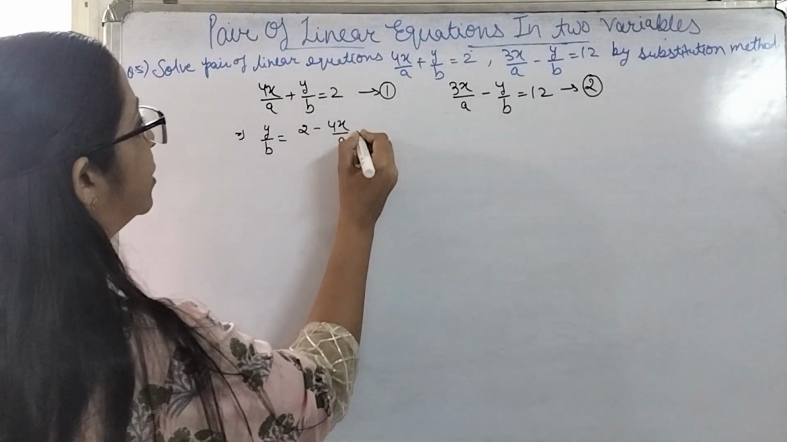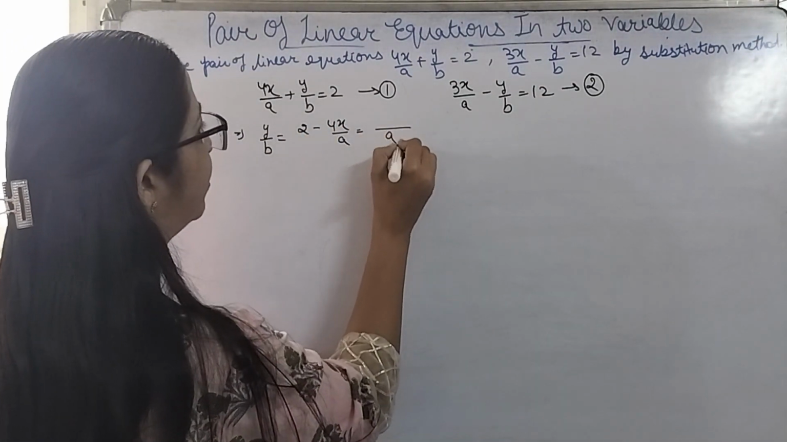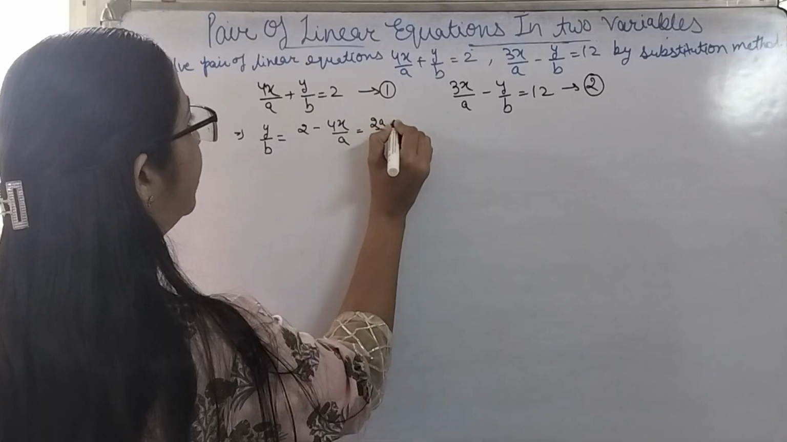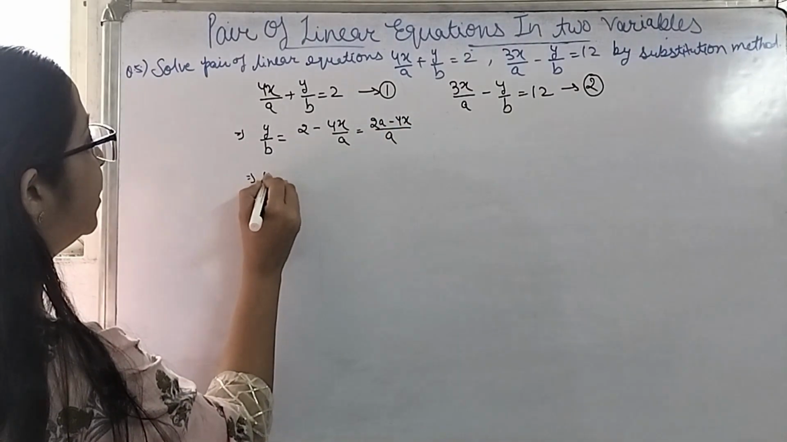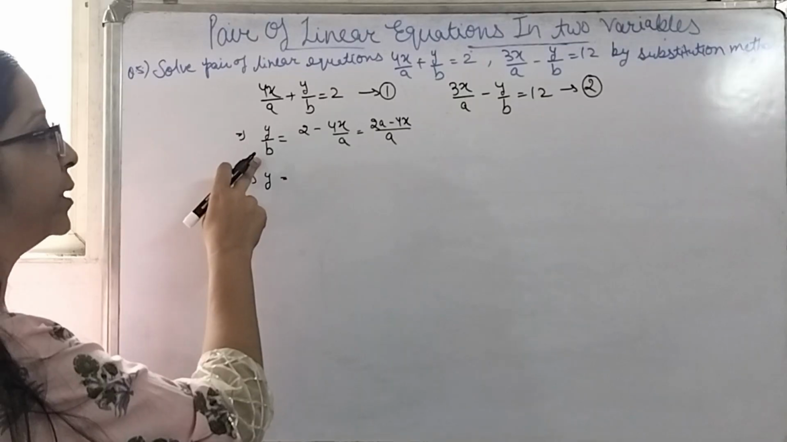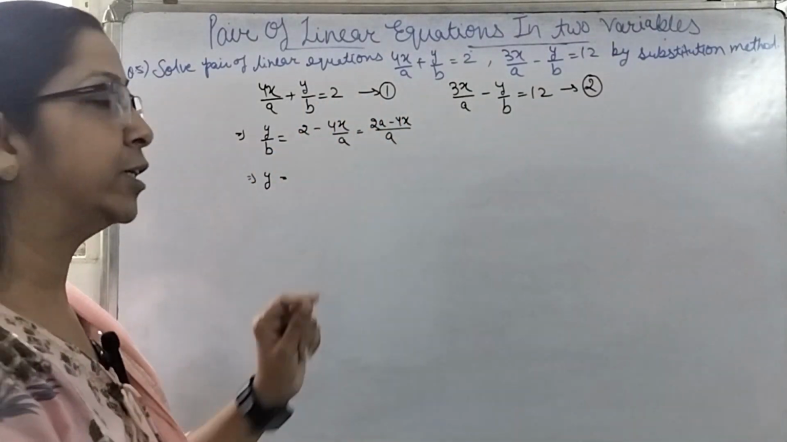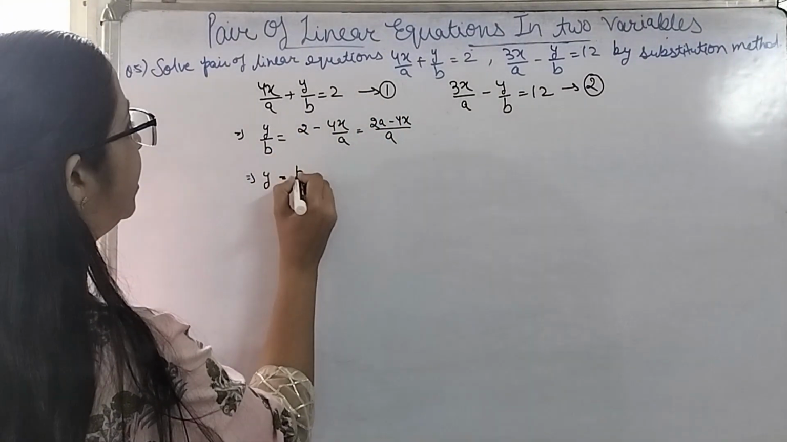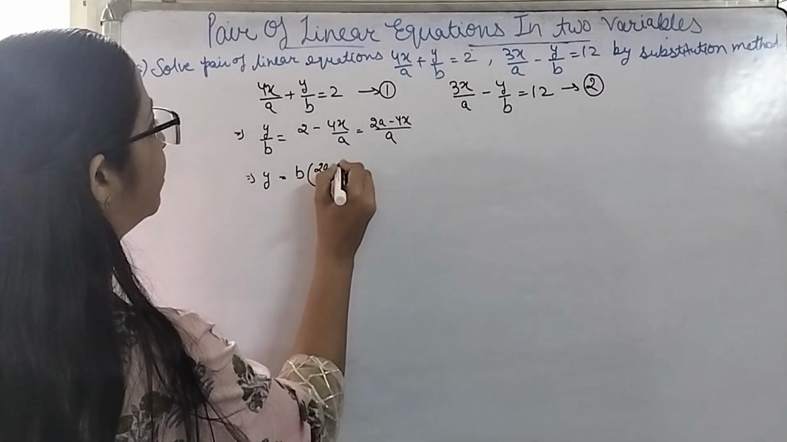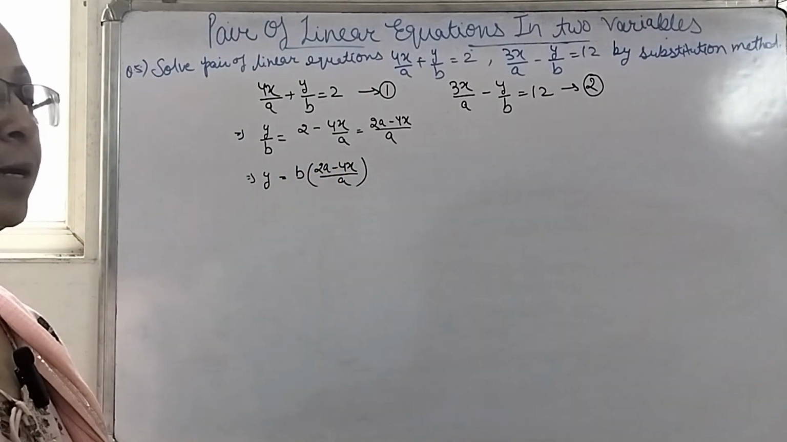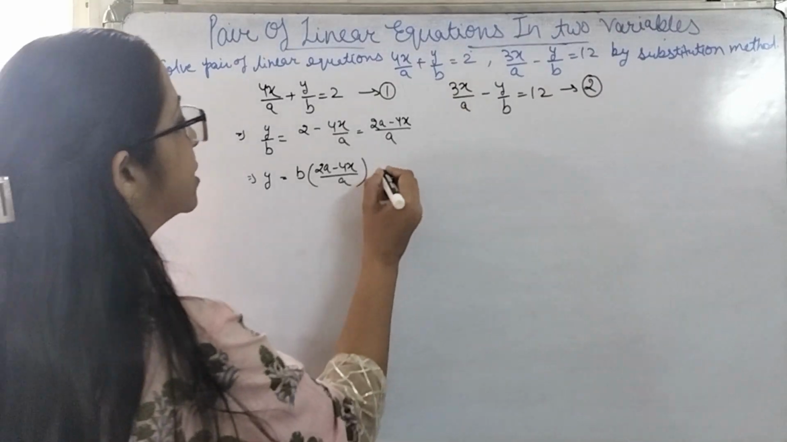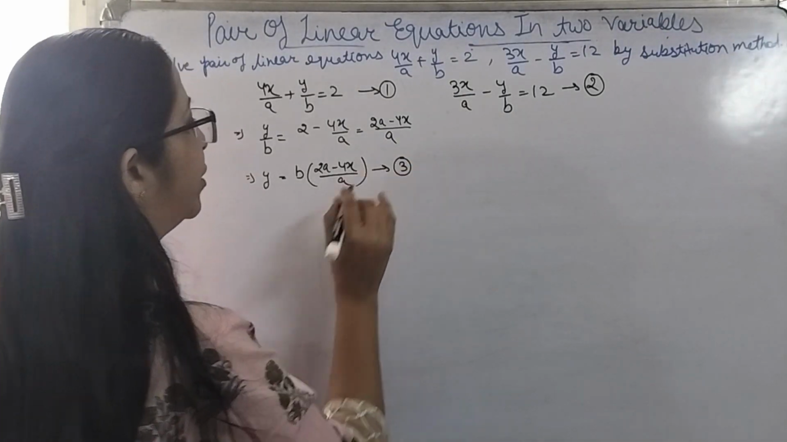If we solve it further, the RHS part, the LCM will be a. It will be 2a minus 4x. Now what will the value of y be? This is in the denominator b, so b will go in the numerator and be multiplied. So it will be b multiplied by (2a minus 4x) upon a. This is the value of y in terms of x. Suppose this is your equation number 3.